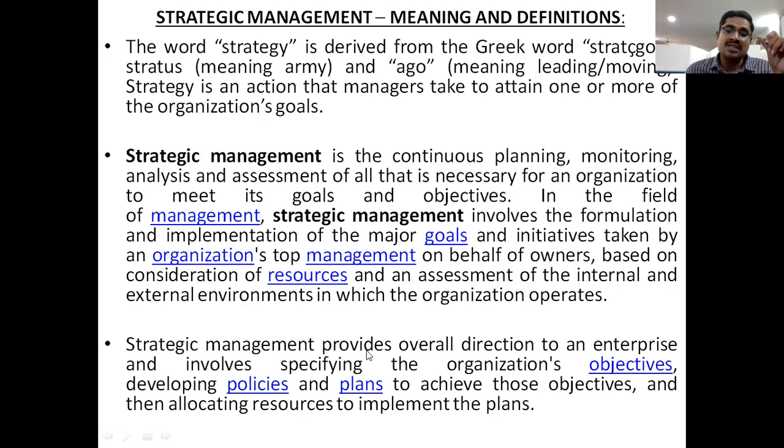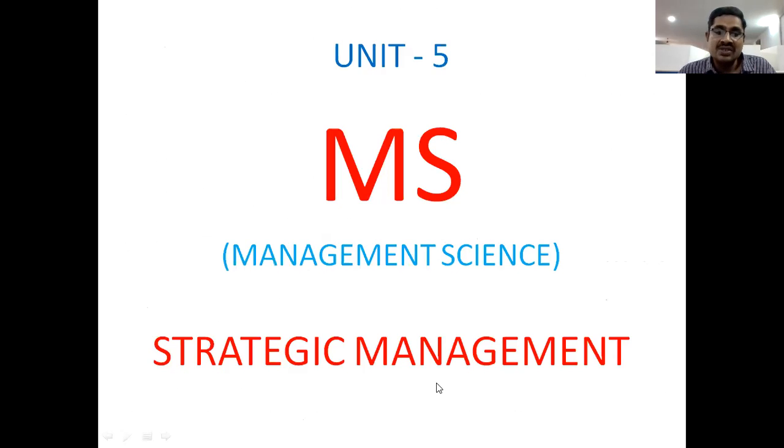So strategic management provides all these things: directions, planning, monitoring, analysis, assessments, policies, plans. All these things come under strategic management to achieve the targets of the company. Simply, strategic management is used for only one thing: to achieve the targets of the company.